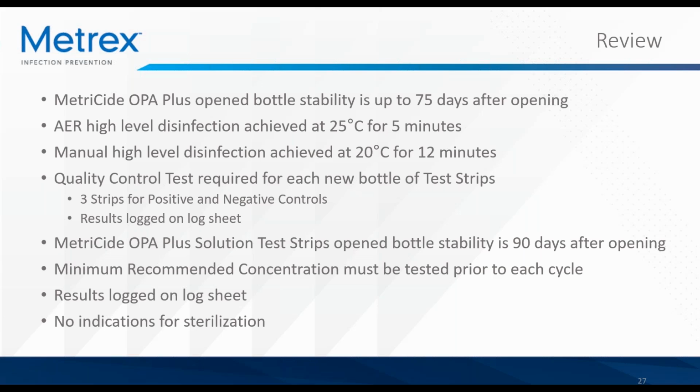The quality control tests for the MetriCide OPA+ solution test strips are required for each new bottle of test strips. You need 3 strips for the positive and 3 strips for the negative control. Results should be logged on a log sheet. MetriCide OPA+ solution test strips opened bottle stability is 90 days after opening the test strip bottle. Minimum recommended concentration, MRC, must be tested prior to each disinfection cycle, and results should be logged on a log sheet. There are no indications for sterilization using MetriCide OPA+.